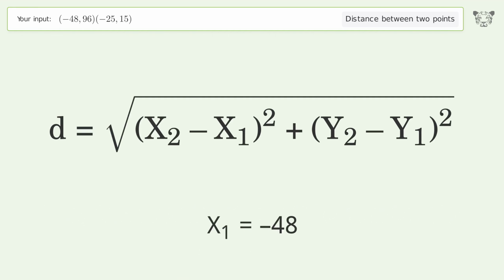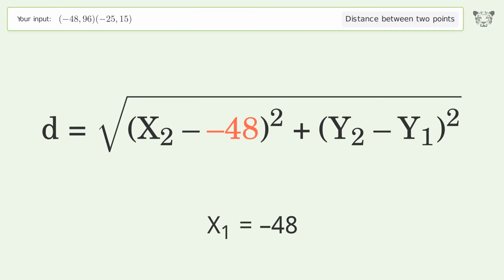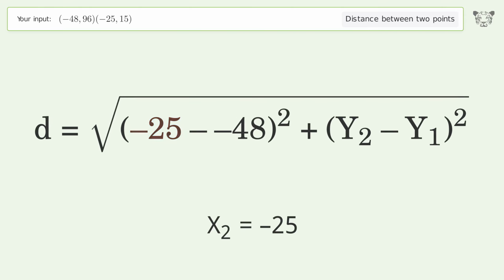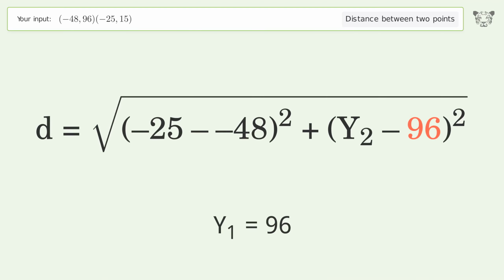x1 equals negative 48. x2 equals negative 25. y1 equals 96. y2 equals 15.